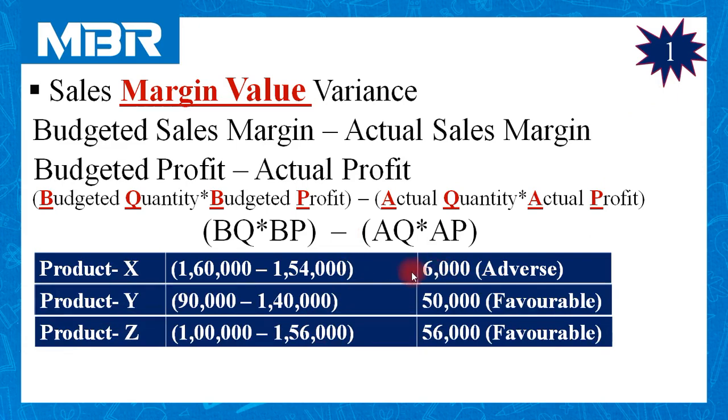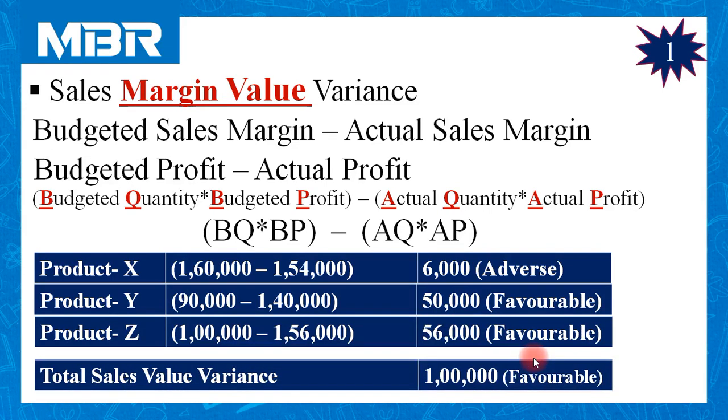As far as interpretation is concerned, our budgeted profit is 1,60,000 in case of X, whereas actual profit is 1,54,000. So our profit is decreased by 6,000. So it is adverse. In case of Y and Z, actual amount of profit is higher than that of budgeted amount of profit. So the difference is for Y and Z, 50,000 and 56,000 considered as favorable differences.